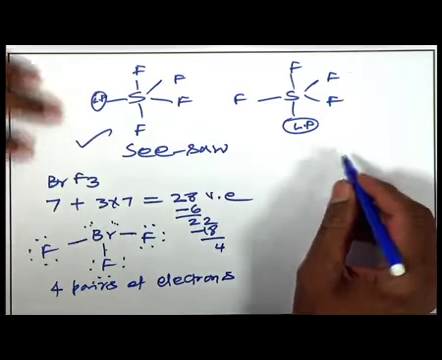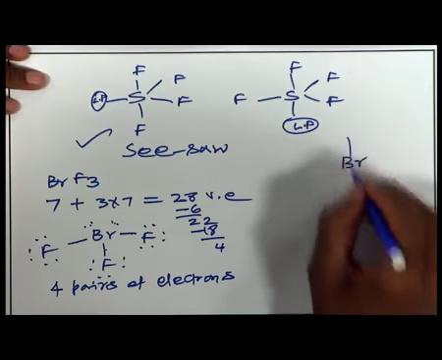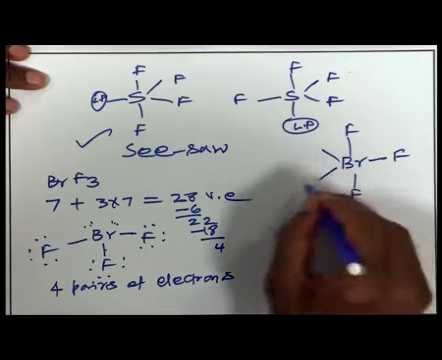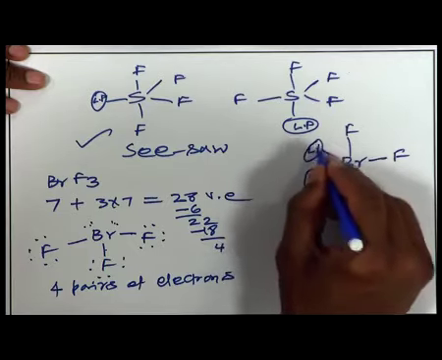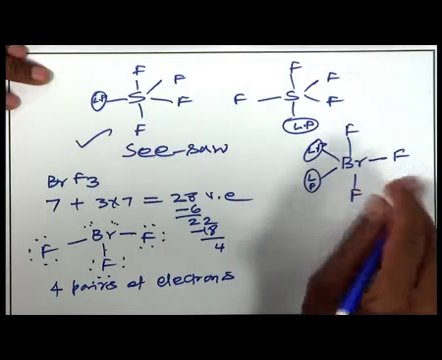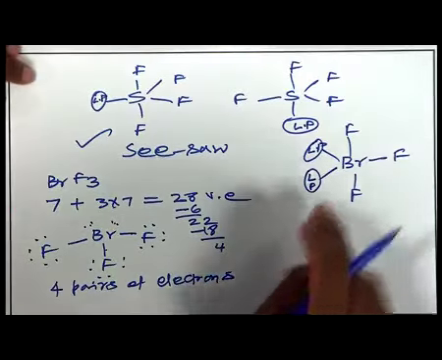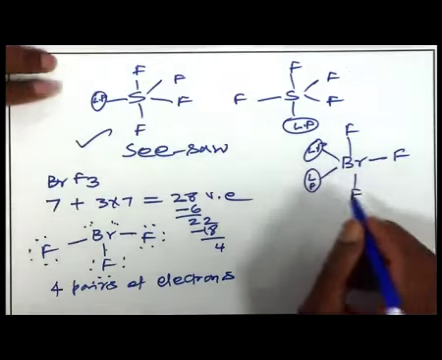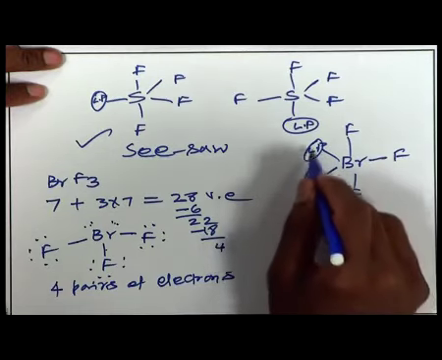Trigonal bipyramidal. So if you arrange the bromine at the center, and then arrange the 3 fluorine atoms this way, this is a trigonal bipyramidal. This is a lone pair, this is a lone pair. As soon as you get 5 regions, the best shape is the trigonal bipyramidal. So you draw the approximate structure. Now, what is the best structure for this? In this structure, both lone pairs are on the equatorial plane.